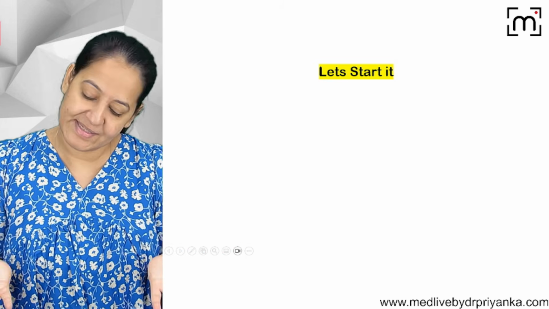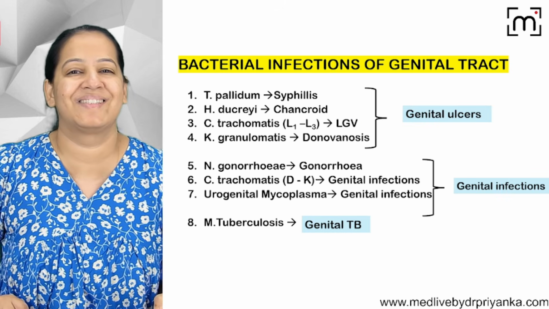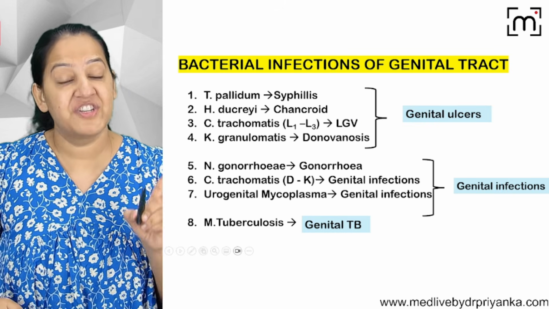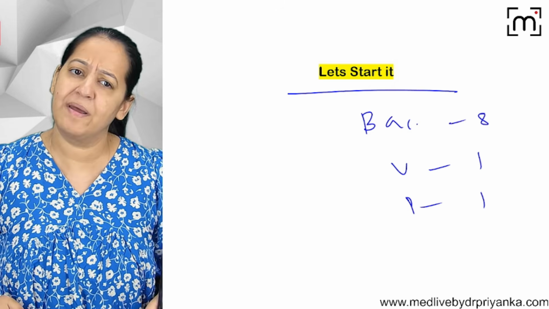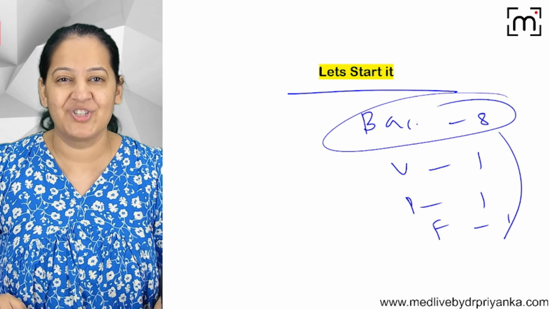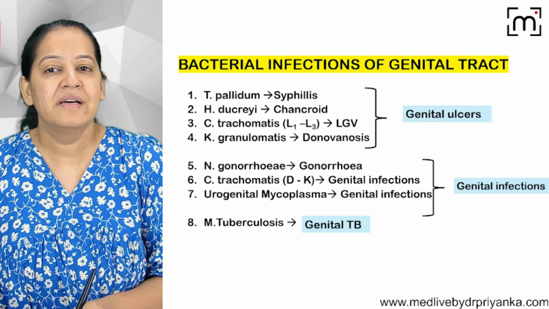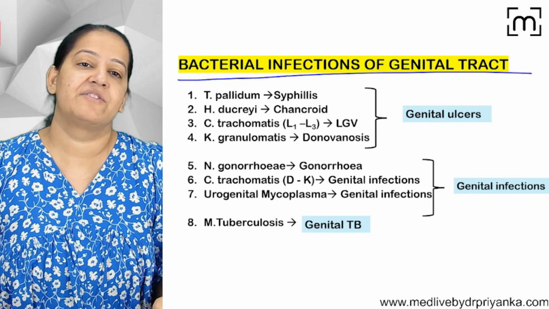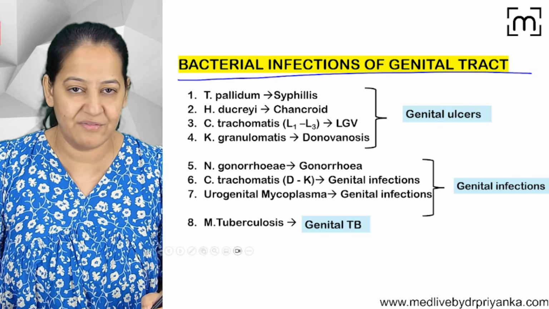Syndromes are done. So let's start the organisms now. In the organisms, I will be starting with bacteria. So let's start the bacterial infections of the genital tract. First, we will discuss 8 bacteria. We also have 1 virus, 1 parasite, and 1 fungus, which we will quickly do in the end. But bacteria is a big section, so first we will cover the bacteria. You can see the 8 bacteria in front of you.